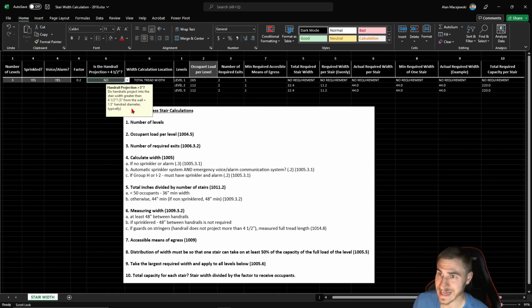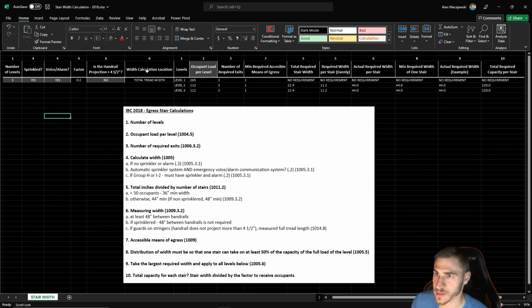Do handrails project into the stair width greater than 4.5 inches? That is essentially a handrail 3 inches off the wall, and then a typical 1.5 inch diameter handrail, that type of thing. If you have your handrails projecting farther than that, then you're going to have to calculate your stair width differently. So where are you taking that measurement from?